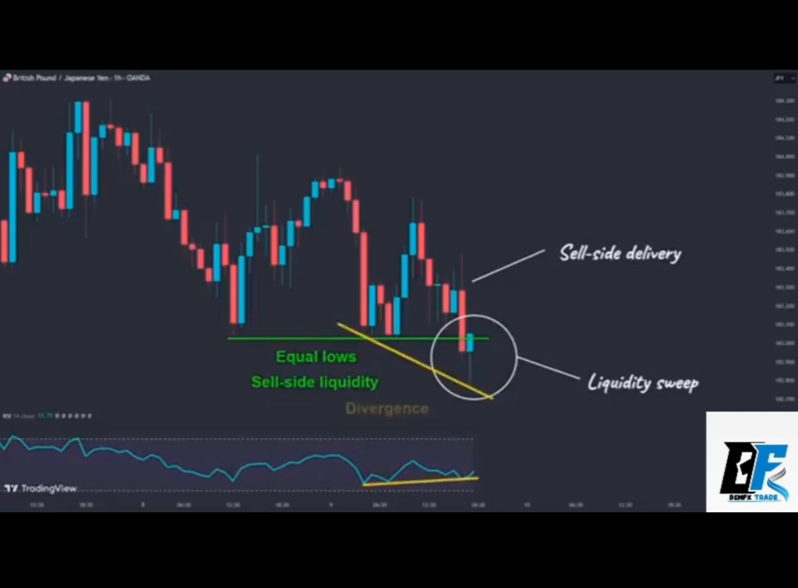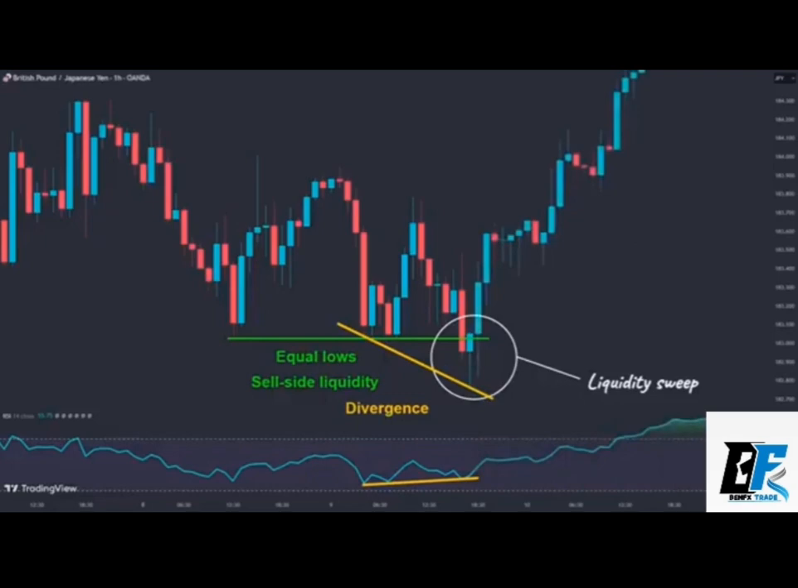Additionally, looking at the RSI indicator, we notice a bullish divergence as the price has formed a lower low, but the indicator has formed a higher low. This serves as another confirmation that the short-term downtrend is ending, and the market may begin to push higher.